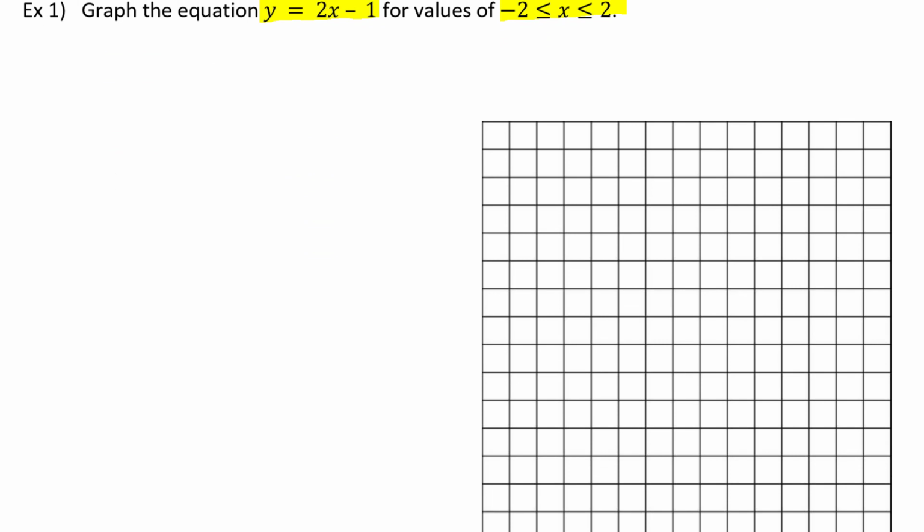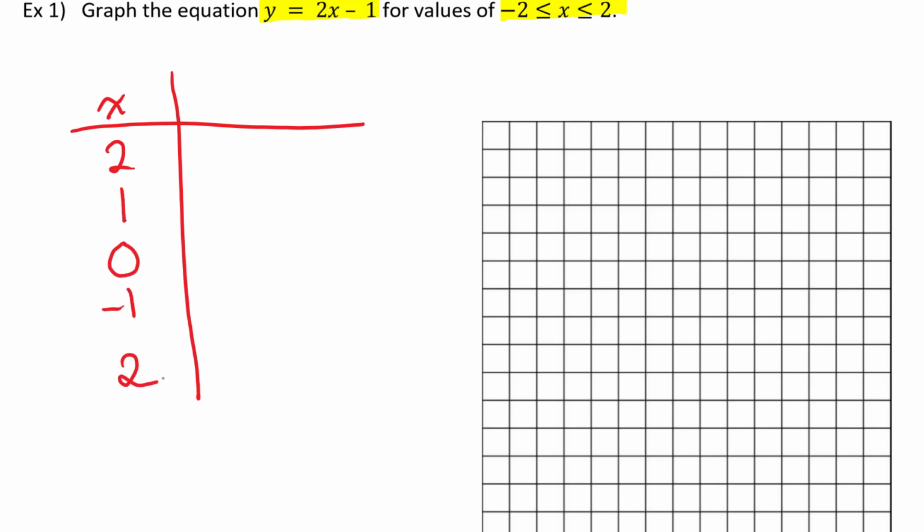So let's make a table. We have x values and we have our y values. We're going to start at +2. We're going to go down to -2. Now there's an infinite number of x values you could choose. You could choose 2, 1.9, 1.8, so on and so forth. There's no need to do that. Let's just choose the whole numbers from 2 to -2.